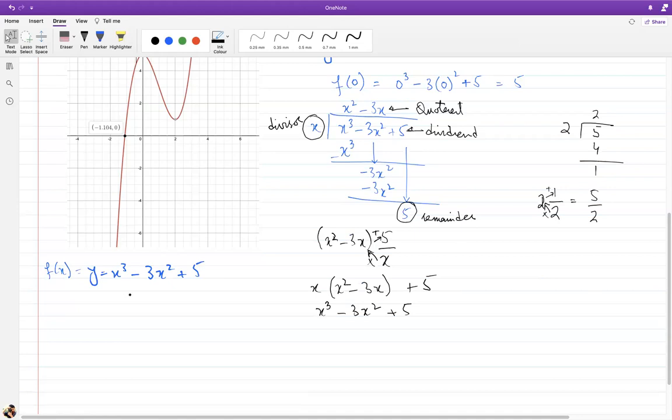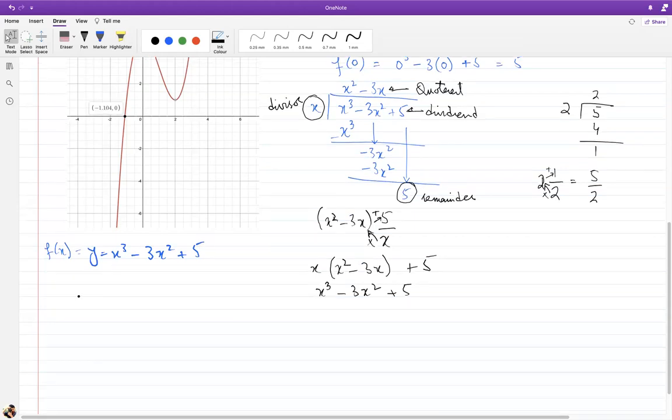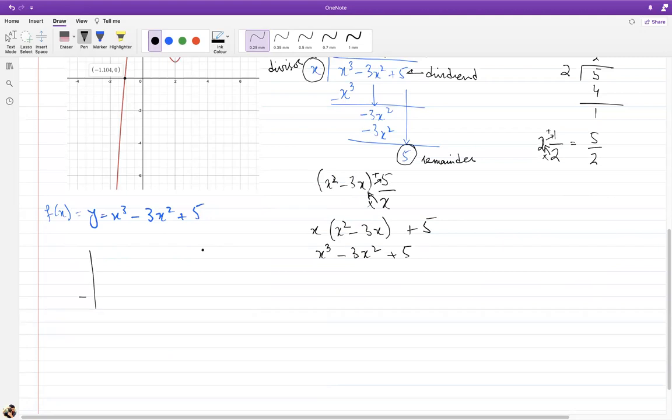Let me try it again. This time I'm going to do synthetic division because that is simpler. So when x is 2, y is 1. That's one way, which I can simplify as f(2) equals 2 cubed minus 3 times 2 squared plus 5. And this gives me 1 as the answer, right? Now let me try it using synthetic division.